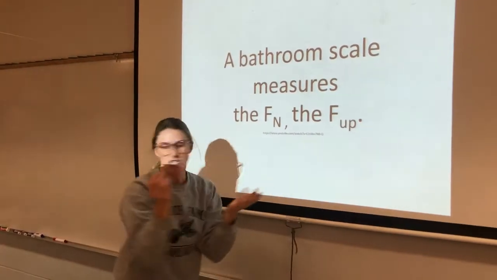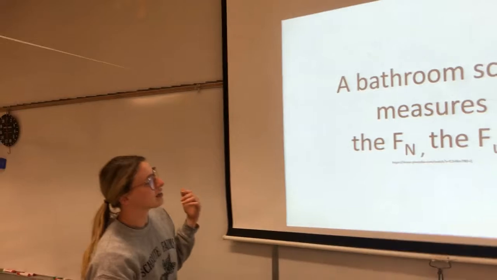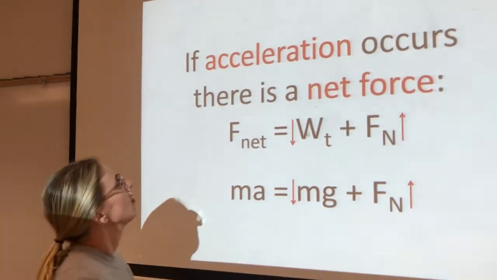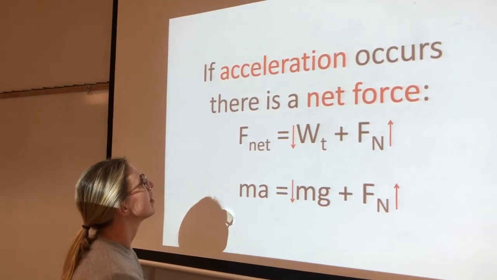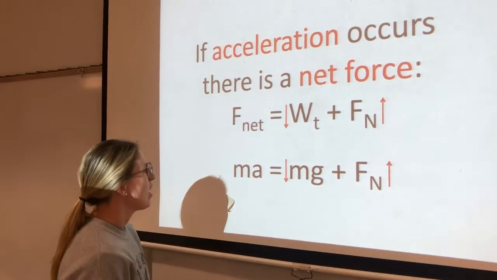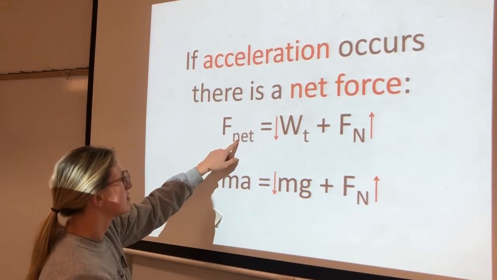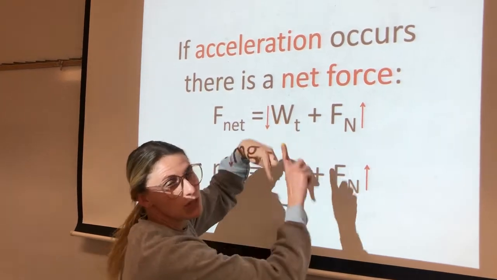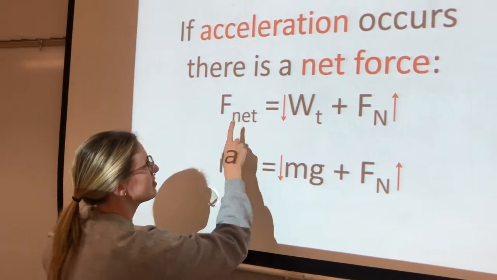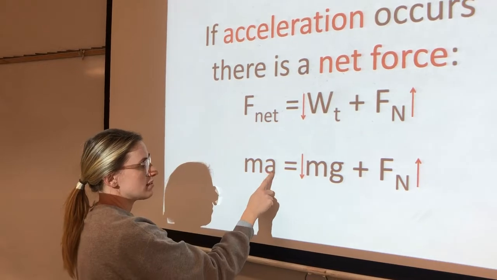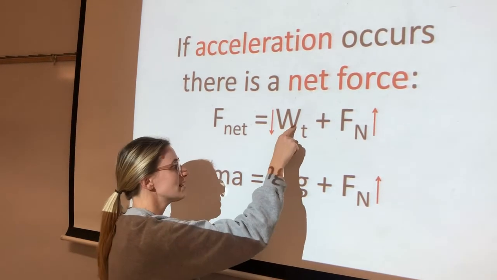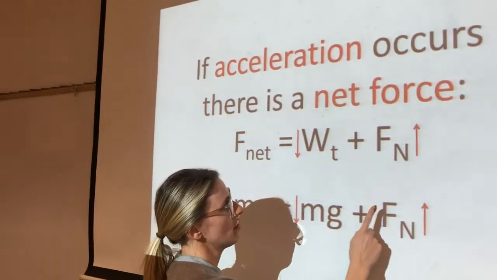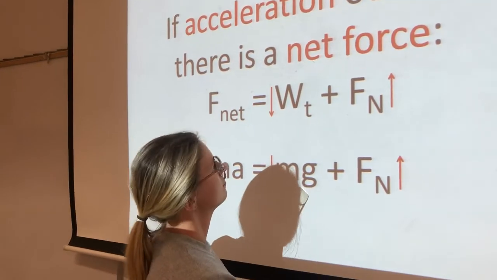Basically what's going on here is that it's measuring the normal force, the force up. If acceleration occurs, there is a net force. So we can look at the net force like this: we can add up what's going down plus what's going up. And we can break this down even further. The net force is mass times the acceleration. The weight is the mass times gravity, because we're being pulled down. And then we've got the normal force. That's what the scale is showing.